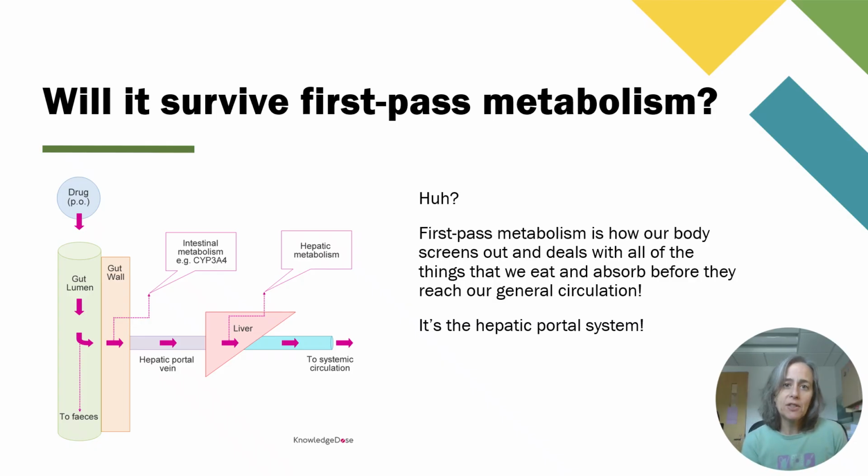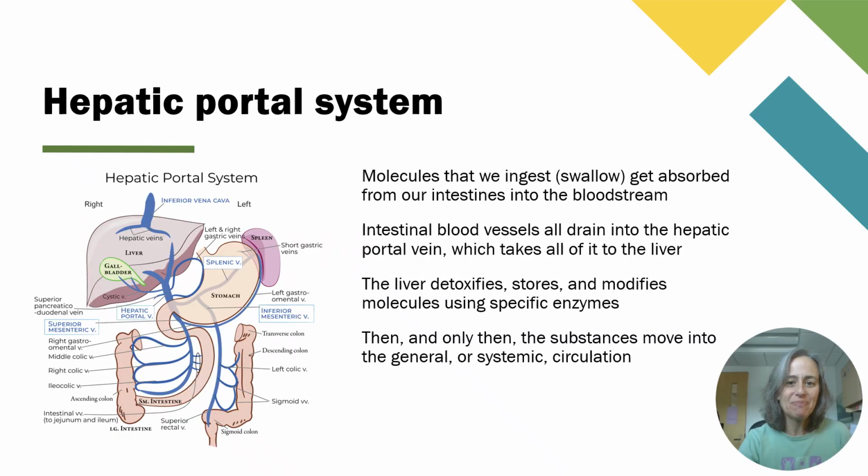So from anatomy and physiology, you may remember learning about the hepatic portal system. In case you didn't remember, we're going to do a little review. So everything that we ingest that can get absorbed is going to get absorbed. So let's say I eat a bunch of food, it comes into my stomach, goes down into my intestines.